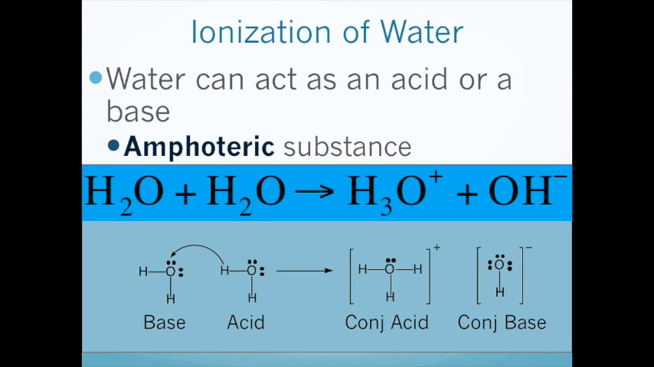So now we have to talk about the ionization of water, because if water is being protonated and deprotonated, that means that it can act as either an acid or a base. This makes it something called an amphoteric substance. And in nature, any sample of water will always have some amount of the water dissociated into H3O+ and OH-. In this case, water acts as both the base and the acid, and therefore the conjugate acid is hydronium and the conjugate base is OH-.